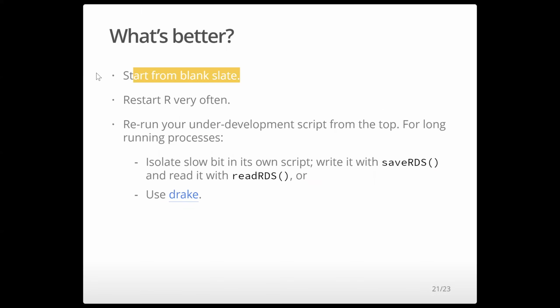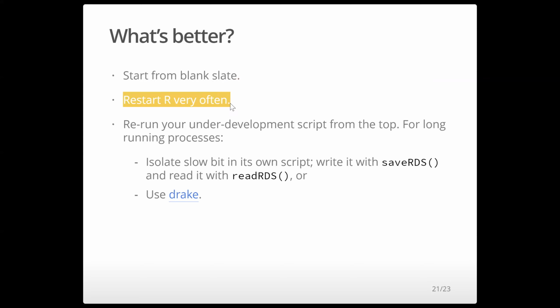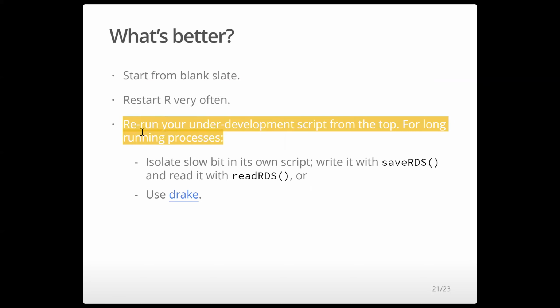So what's better? You start from a blank slate, which is kind of the options that we saw before, and ticking that box, saying never ask me if I need to store objects from previous sessions into the next one. Restart very often, and by very often I mean maybe every 5 minutes. It's kind of a tic, you should be doing it almost automatically. Shift Control F10 will do the trick for you. And rerun every script from the top. Every time you restart, you rerun the script from the top.